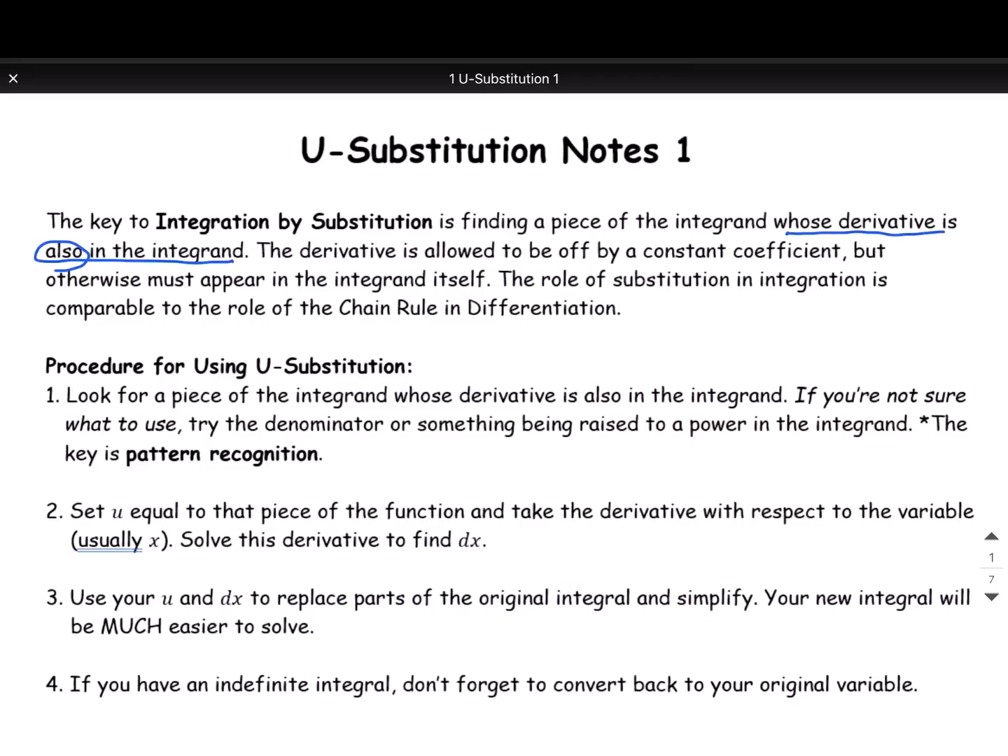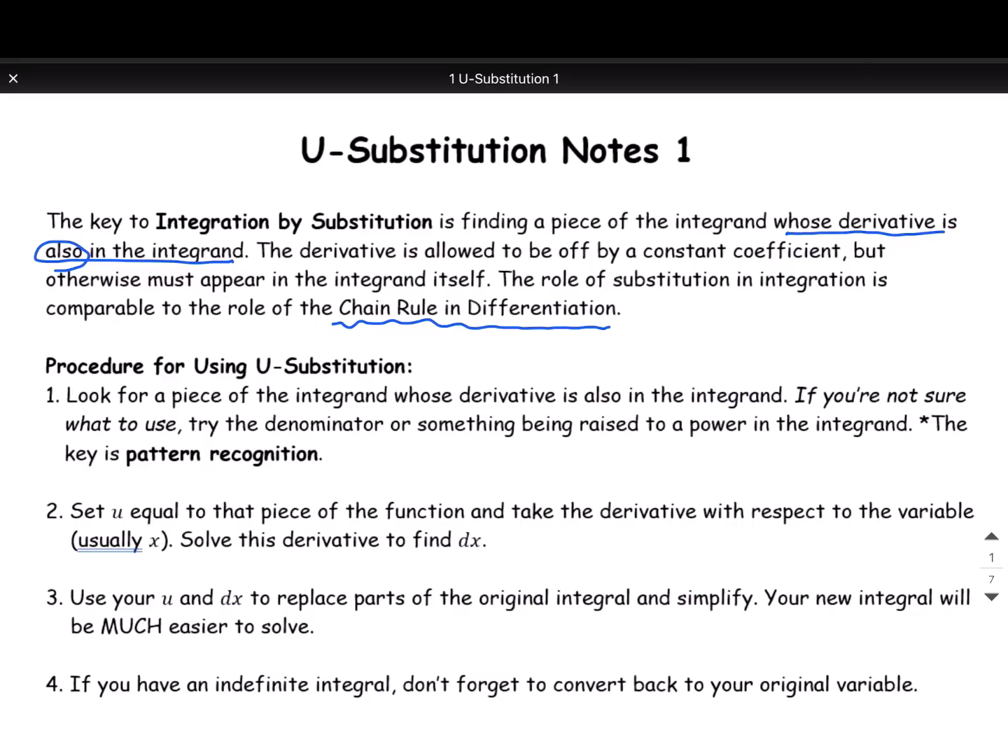So if you can see part of the integrand whose derivative is also there, that original part is going to be your U, okay? The role of substitution really is to reverse the chain rule. It helps us undo the chain rule. We know integration is the inverse of differentiation. So this U substitution helps us undo the chain rule, which makes the problem look more complicated.